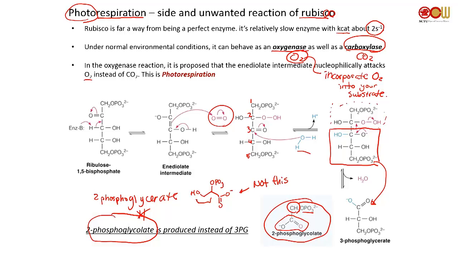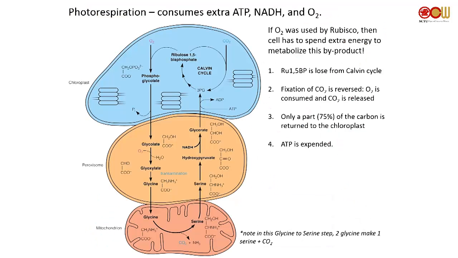So if we want to metabolize this 2-phosphoglycolate, what do you think? Where would it go? Does it go to acetyl-CoA or does it go to glyoxylate? It turns out it's going to go to glyoxylate, because the structure of glycolate is more similar to glyoxylate. In fact, all you have to do is an oxidation. You can turn glycolate into glyoxylate.